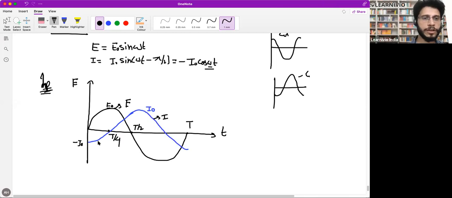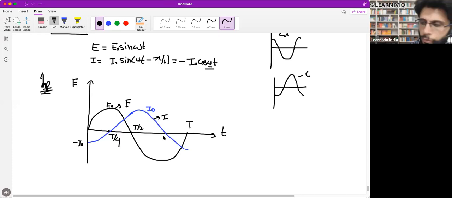It's one graph, and this is for EMF, and another for current. For current, you don't draw a sine graph, you draw cos, because it's not just sine, it's omega t minus pi by 2. So the sine gets converted into cos. This is the cos graph, but due to this negative sign, it gets inverted.